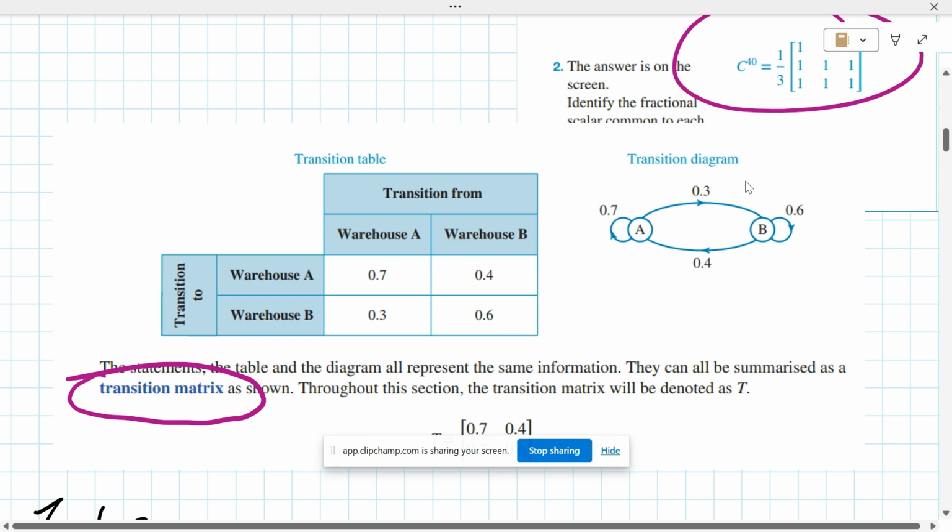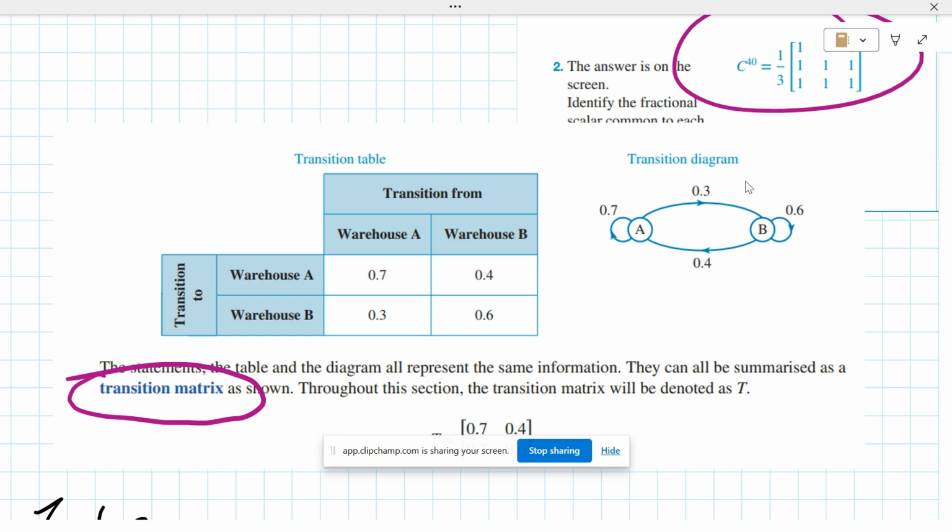Now we're going to talk about the transition diagram and the transition table. Transition matrices are based on the transition table and diagrams. So let's have a look.